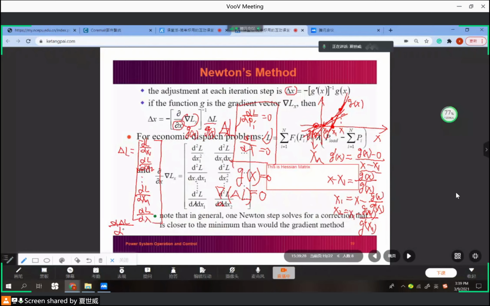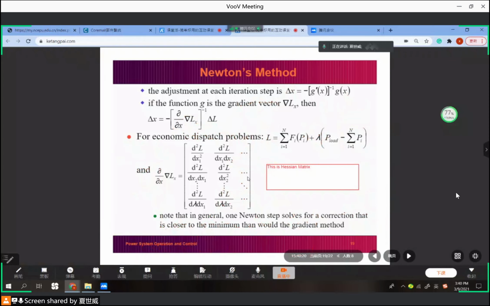What's delta L over x? This will be a matrix. First, second derivative with respect to x1 and x1, x1 and x2, x1 and x3, until x1 and xn. The last will be x1 and lambda. This is the first row. The second row is the same, starting with x2 and x1, x2 and x2. For the second row you only have to change the first term. So we will get something very similar to this, and for the last row we will get this.